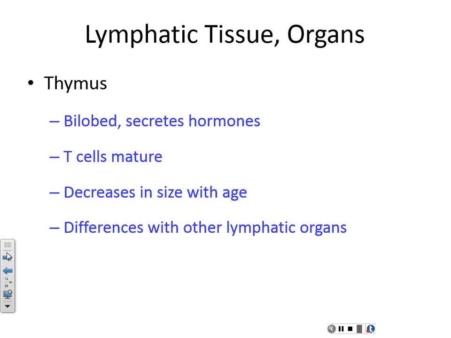The thymus is bilobed, of course, and it secretes the hormones thymosin and thymopoietin. What are the thymosins and thymopoietin meant for? They are supposed to mature which cells? T cells. So this is an unusual lymphatic organ in that it doesn't actually filter or attack microbes. It just generates T cells. It matures T cells, and then the T cells will migrate to other tissues where they do the killing.